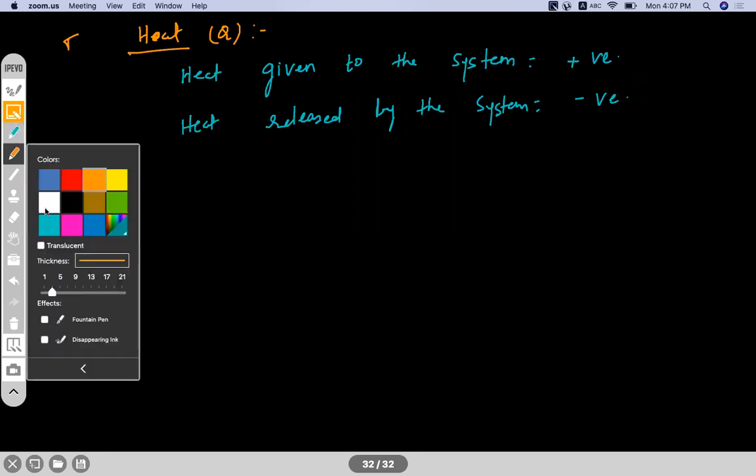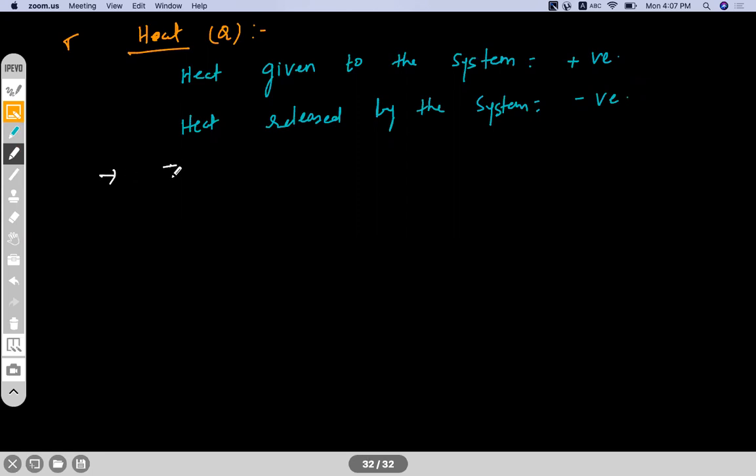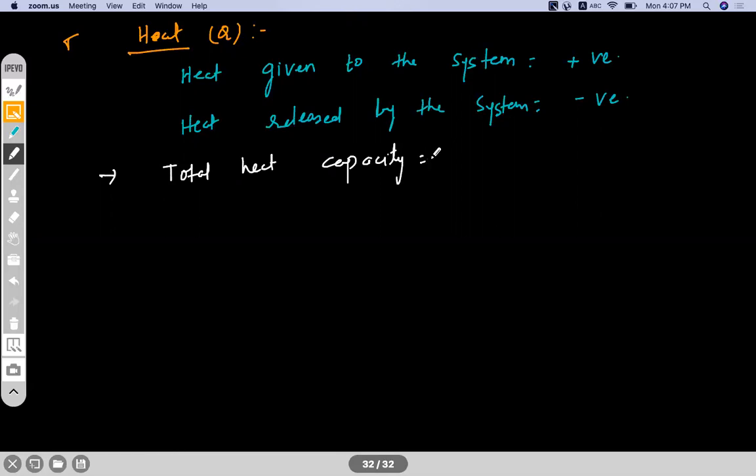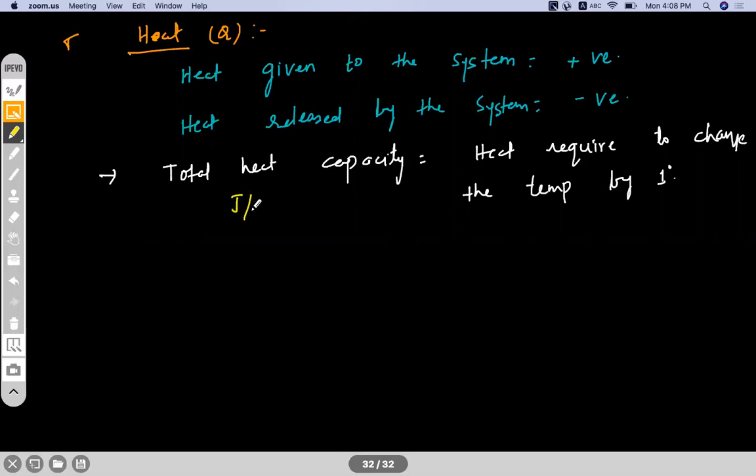We also have seen the total heat capacity. It is the heat required to change the temperature by 1 degree. This is the total heat capacity. Unit is joule per Kelvin. In this, we have two types, which are molar heat capacity and specific heat capacity, correct?